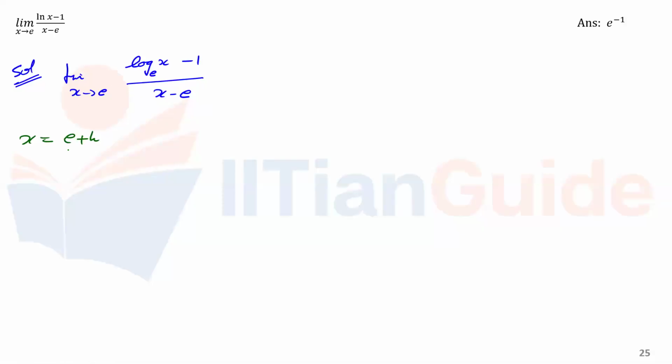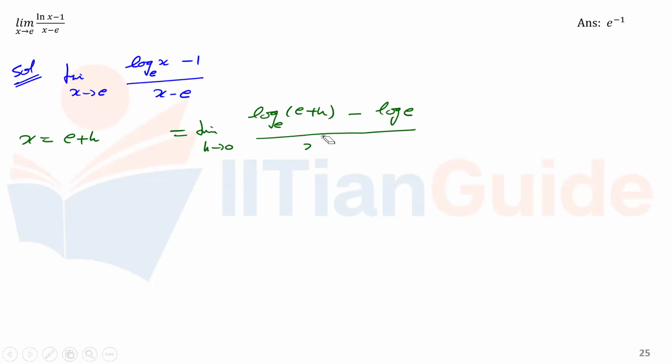Limits x tending to e, I am taking x to be e plus h. So I'm getting the expression limits h tending to 0. Replacing x with e plus h, log base e of (e plus h) minus 1. I am going to change that 1, I am going to write it as log e, divided by x. I am writing e plus h minus e. That gives me h. Anyway, I am showing e plus h minus e, e gets cancelled. I am left with the h.